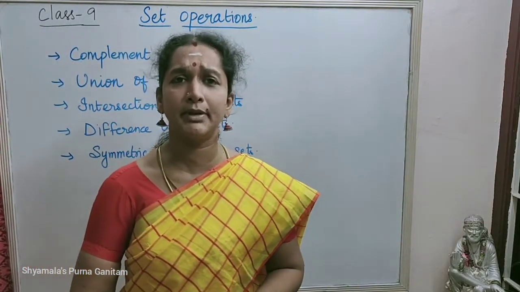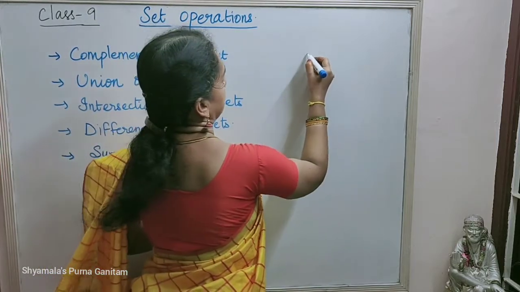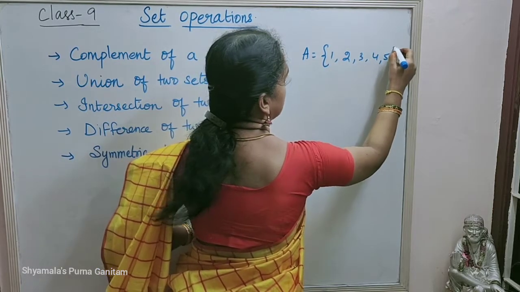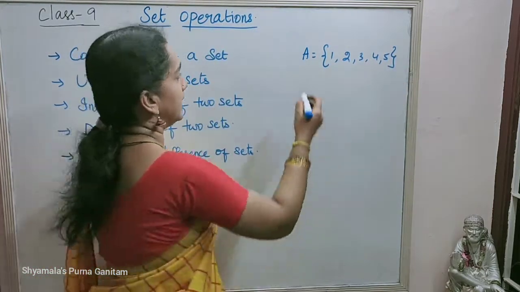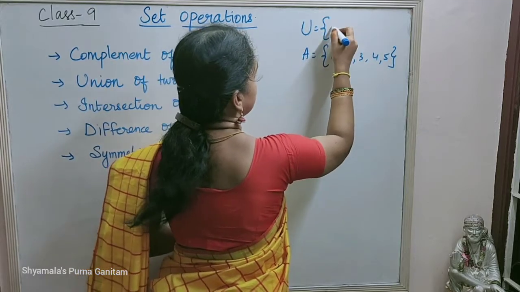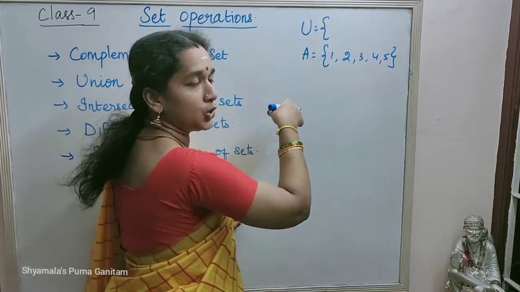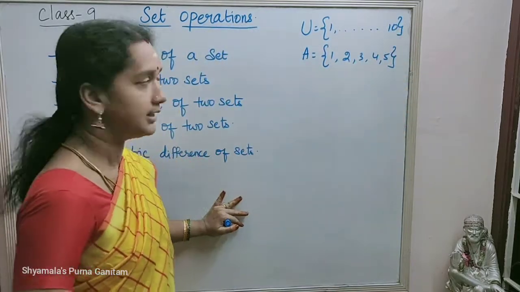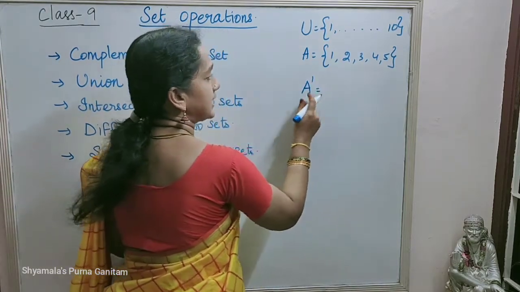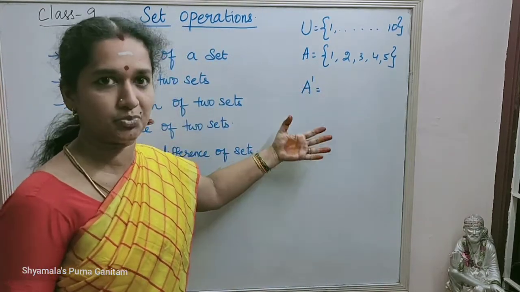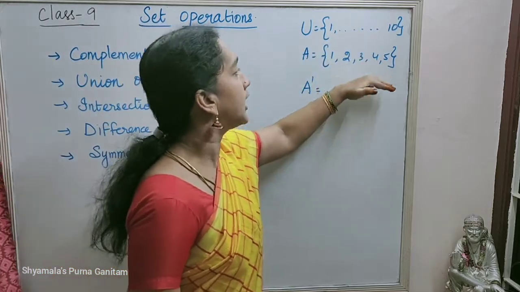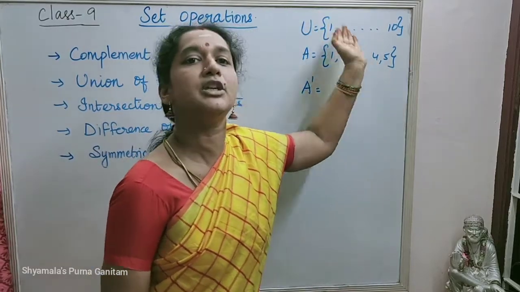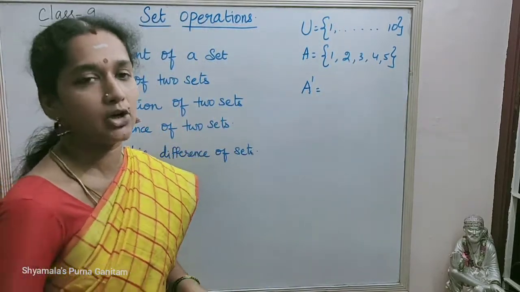What do you mean by the complement of a set? If we take set A, where A is 1, 2, 3, 4, 5, so you have 5 elements in set A. Then we have the universal set, of which A is a subset, that has elements 1 to 10. A dash, we say the complement of A. We remove the elements of A from the universal set, and the balance elements from the universal set are called the complement, A complement.